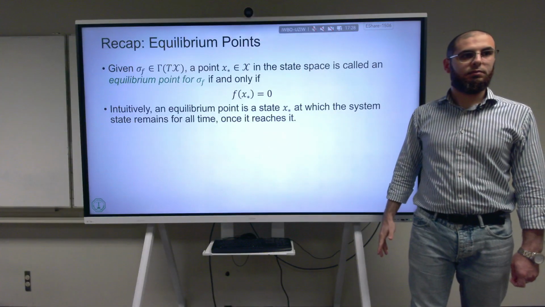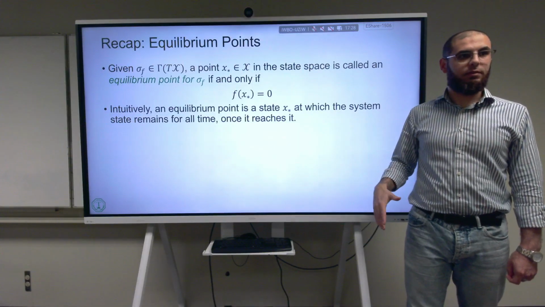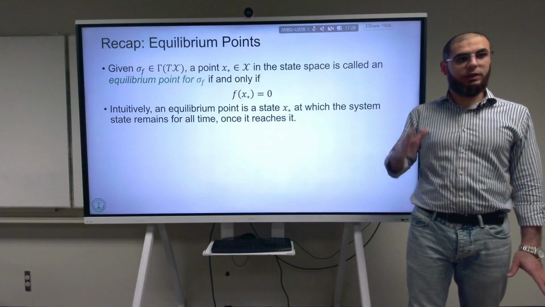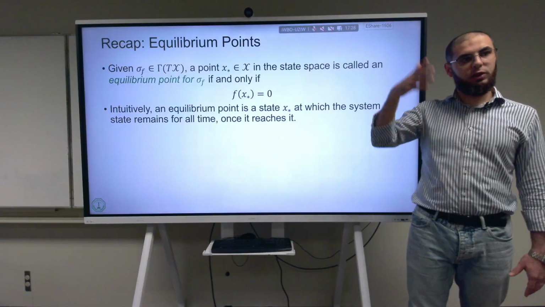So f here is that tangent vector. F, exactly, it's the tangent vector. Not the point. No, it's not a point. If you write it in components, it will be a vector in the end.